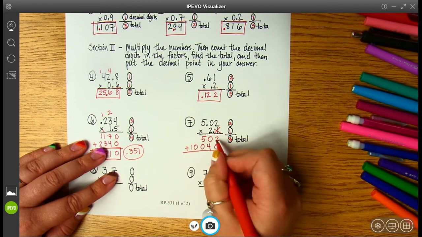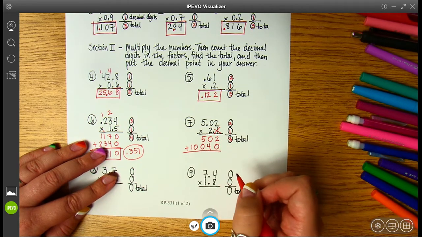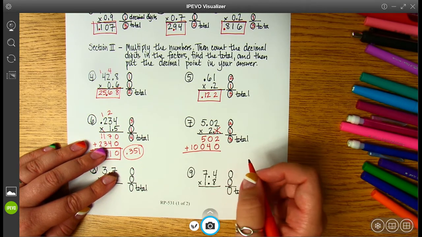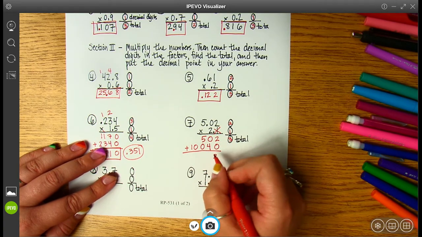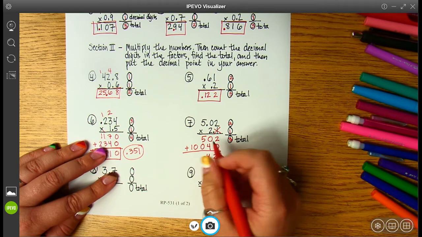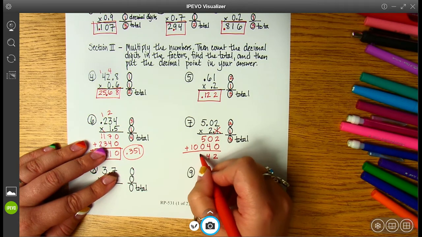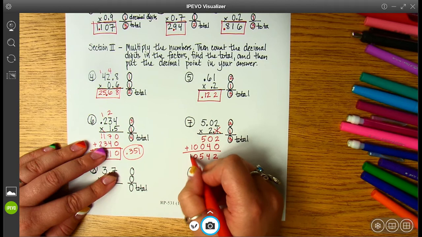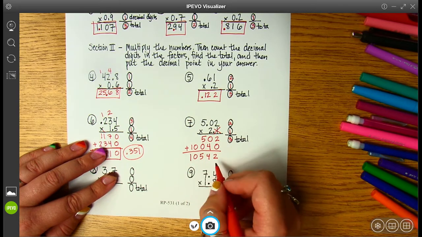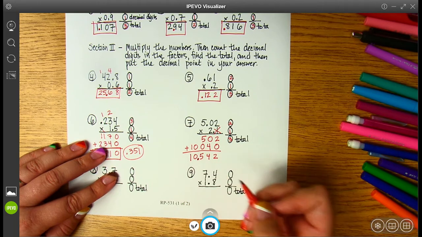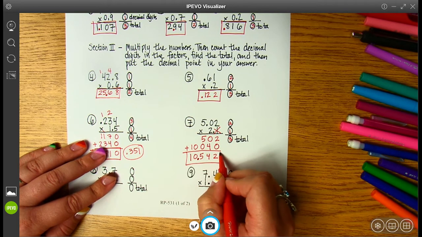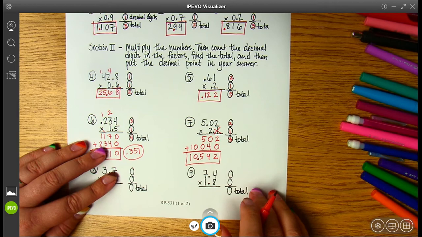Again, please make sure that you lined them up so that we add them correctly. It hurts my heart when I have to take off points because we added the wrong column. Okay, 2 plus 0 is 2. 0 and 4 make 4. 5 and 0 make 5. Bring down that 0, bring down that 1. I should have 3 numbers after the decimal for my answer. So 1, 2, 3 puts it right there. So it's 10 and 542 thousandths.